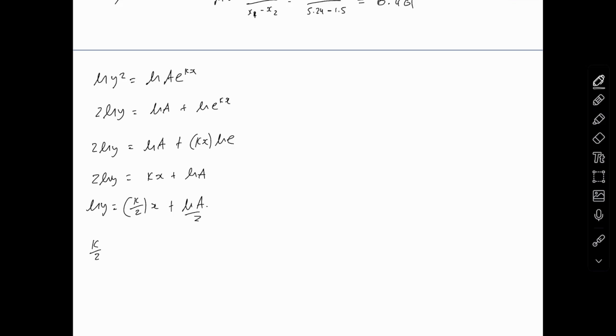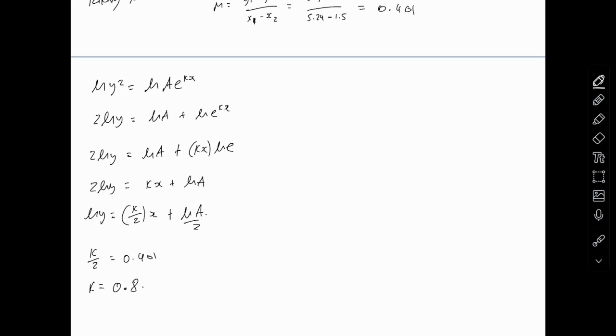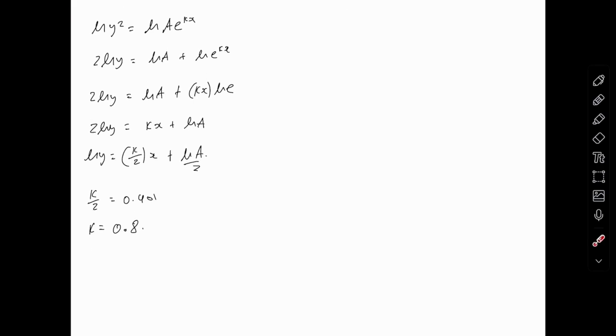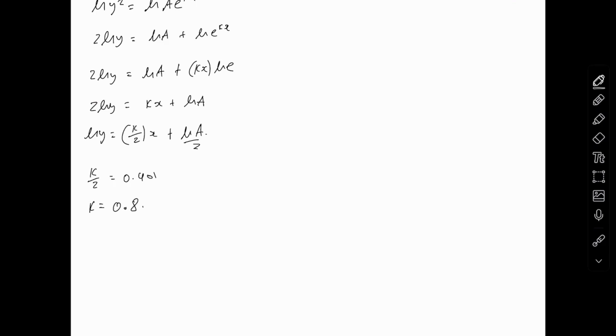And k over 2 must equal 0.401, which means that k must therefore equal 0.8. That's going to be the answer for k. Now, we can take this a step further. This is our graph. We know what k is.